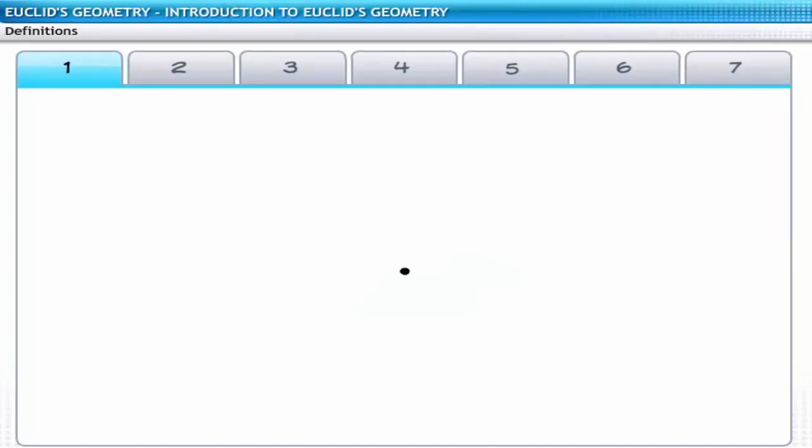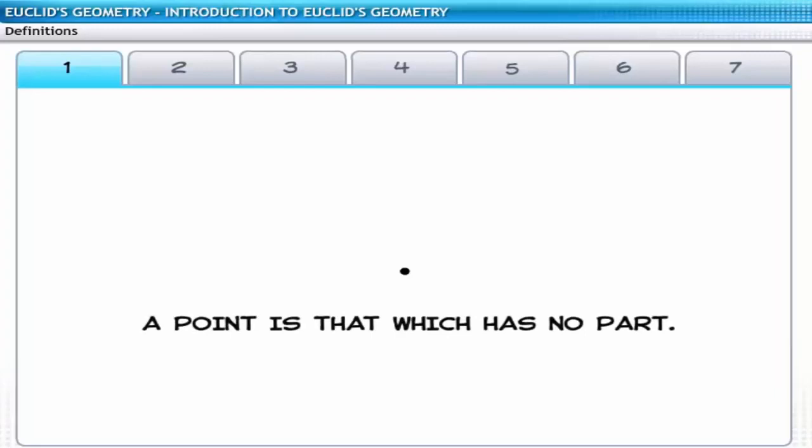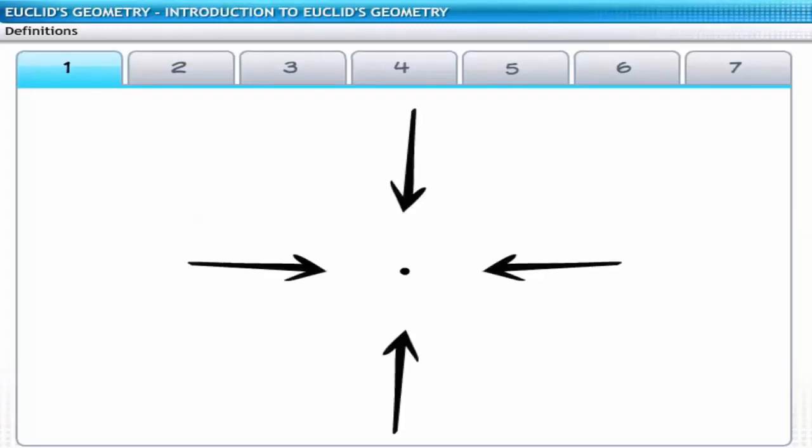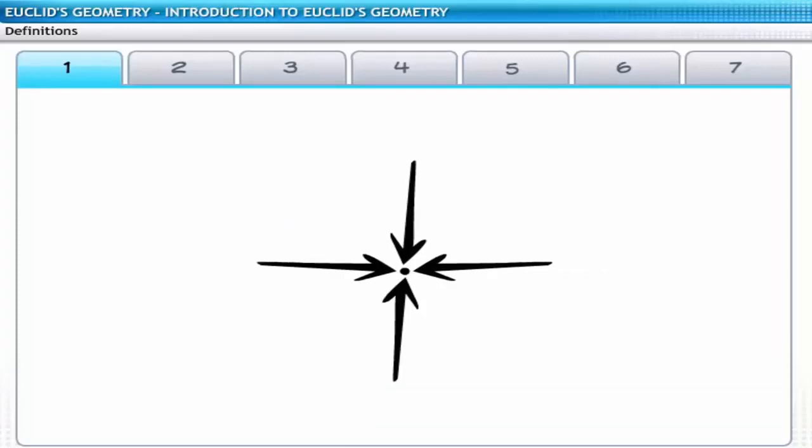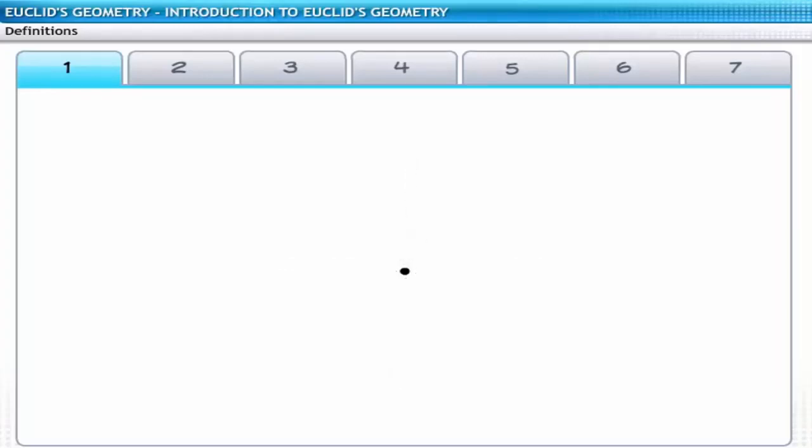The first definition says that a point is that which has no part. By no part, Euclid meant that a point does not occupy any area in space. In other words, we can say that a point does not have any dimensions.